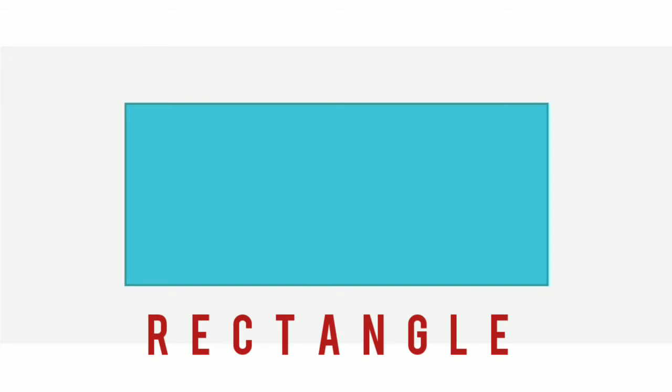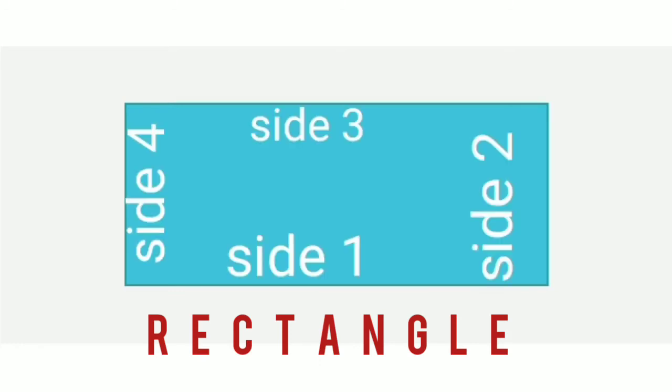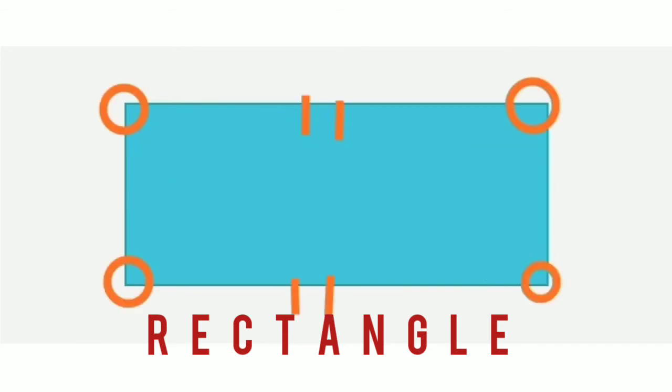Okay, now let us see the next shape, that is the rectangle. So as you can see, a rectangle also has four sides, but it is different from a square. In a rectangle, its opposite sides are equal. It has four corners, it has four sides, but a rectangle has opposite sides equal.